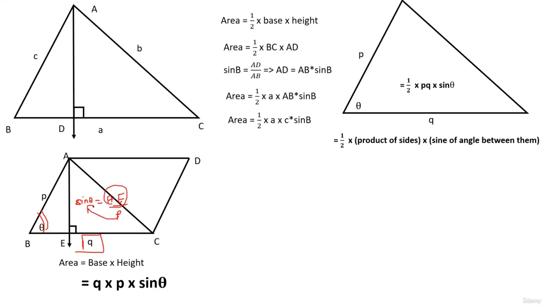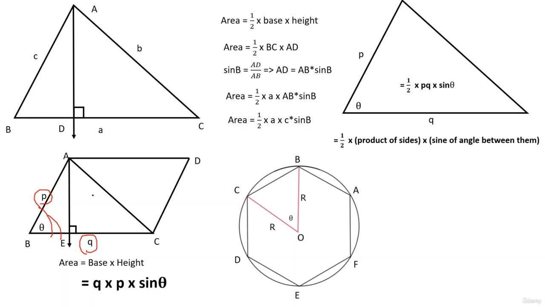तो AE क्या हो गया? P into sin theta, और the height AE is nothing but P sin theta. So base की जगह पे we put Q and height की जगह पे we put P sin theta. Area of the parallelogram becomes PQ sin theta. Okay. So again, if you have parallelogram, okay, adjacent sides are given to you as P and Q, and the angle between them is theta. Very clearly, the area is PQ sin theta.